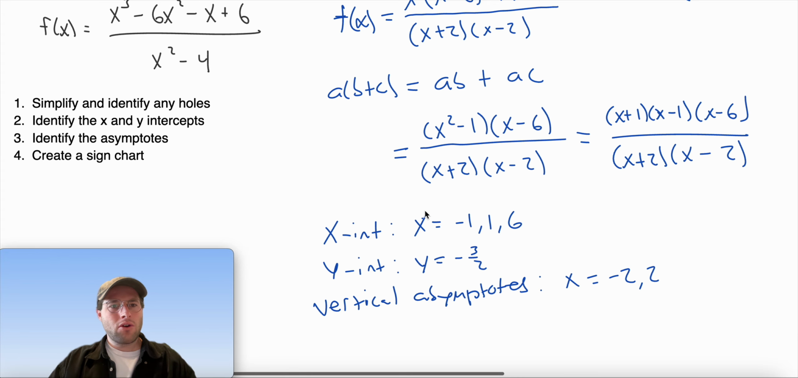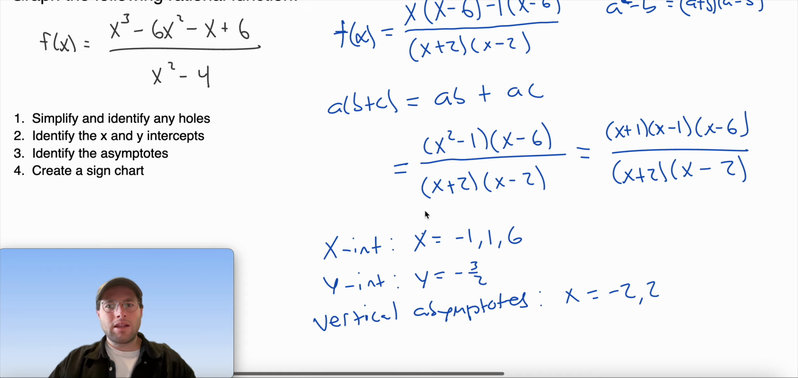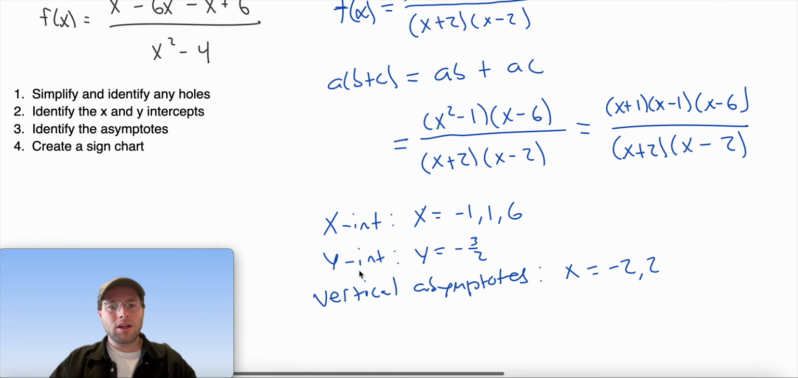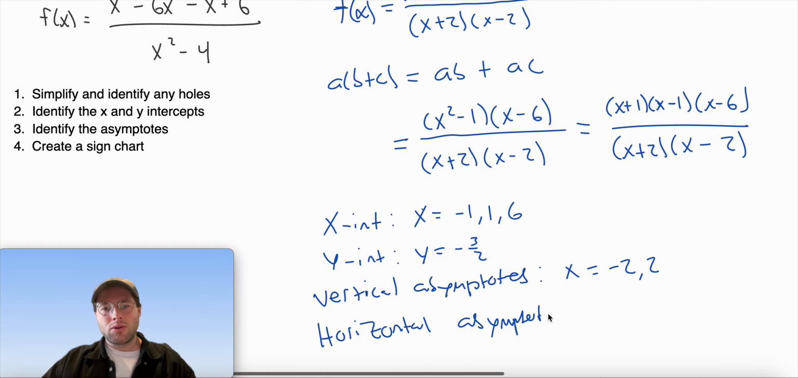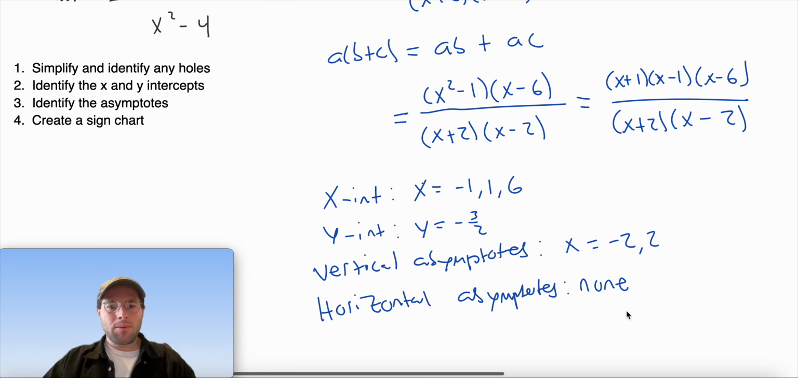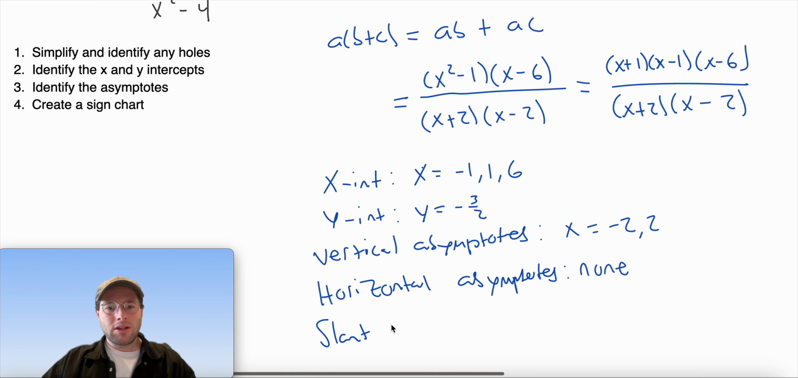And let's see, horizontal asymptotes. Looking at the original function here, we can notice that the degree of the numerator is 3, and the degree of the denominator is 2. And in that case, when the degree of our numerator is greater than the degree of the denominator, we're not going to have any horizontal asymptotes. So I'm going to write this here, asymptotes, none. Okay, but one thing we've got to be careful with here is we've got to look at slant asymptotes.